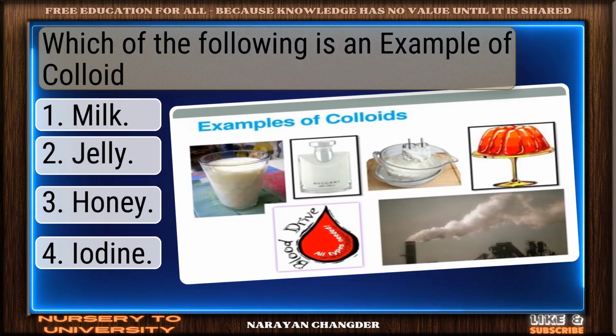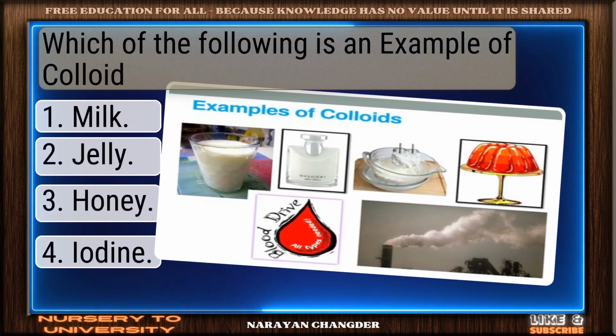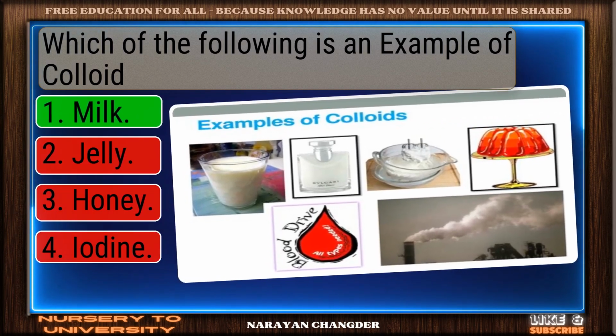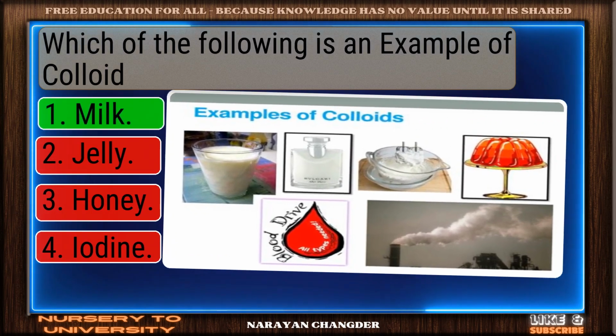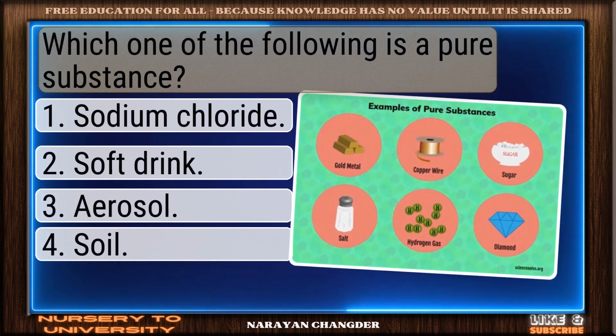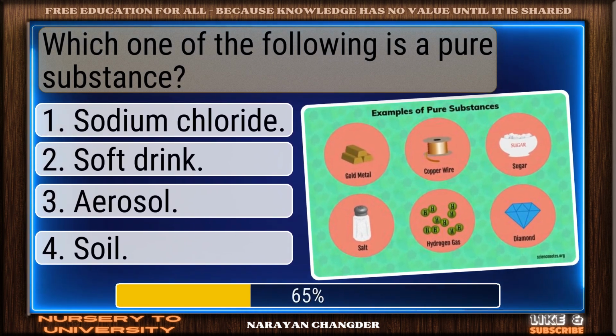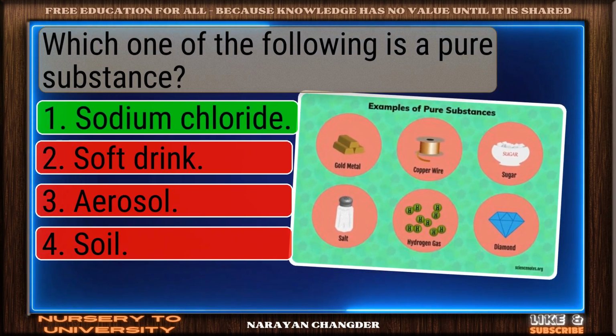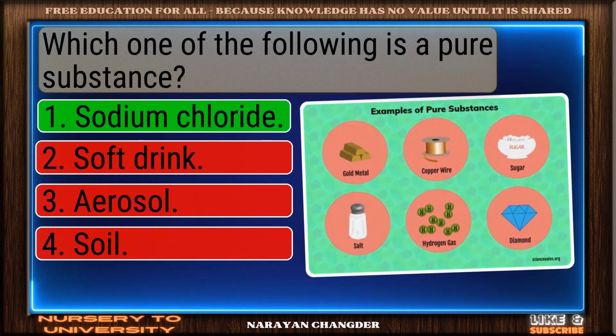Question number 196. Which of the following is an example of colloid? Perfect. Milk is the correct choice. Question number 197. Which one of the following is a pure substance? Nice selection. Sodium chloride is the correct and valid answer.